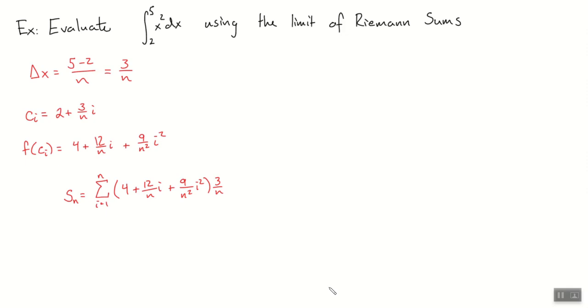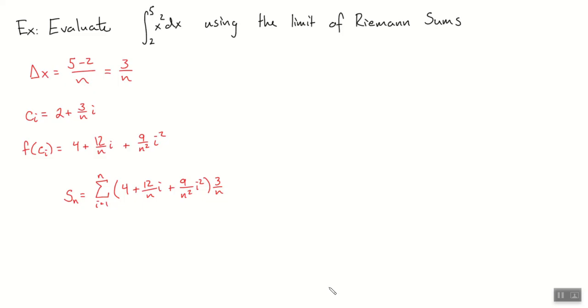Okay, so I need c sub i. What else? I need delta x, which I hope is 3 over n. And there's one more thing I need. f of c sub i. And last question, is anybody in here a freshman? Okay, so I don't believe you. But okay, so check it out.